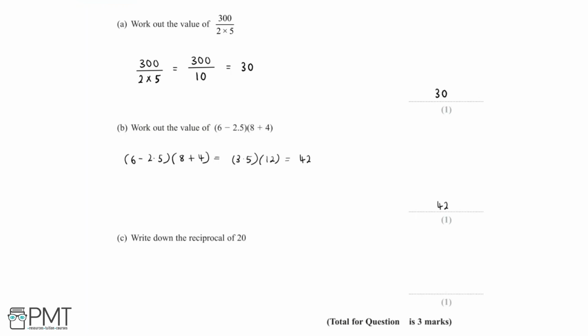Finally, in part C, we need to write down the reciprocal of 20. Now the reciprocal means 1 over. And so the reciprocal of 20 is quite literally 1 over 20. And we get the full 3 marks in this question, getting each part correct, allowing us to get the full marks needed in this question.